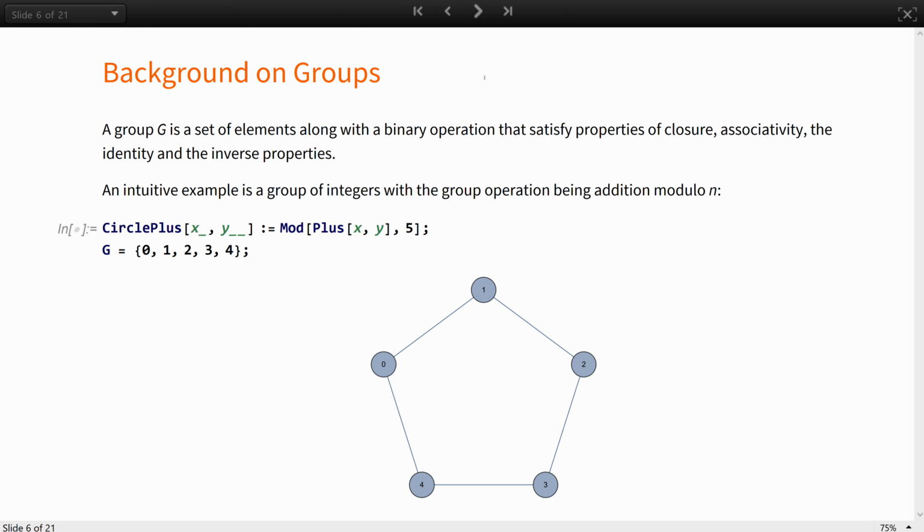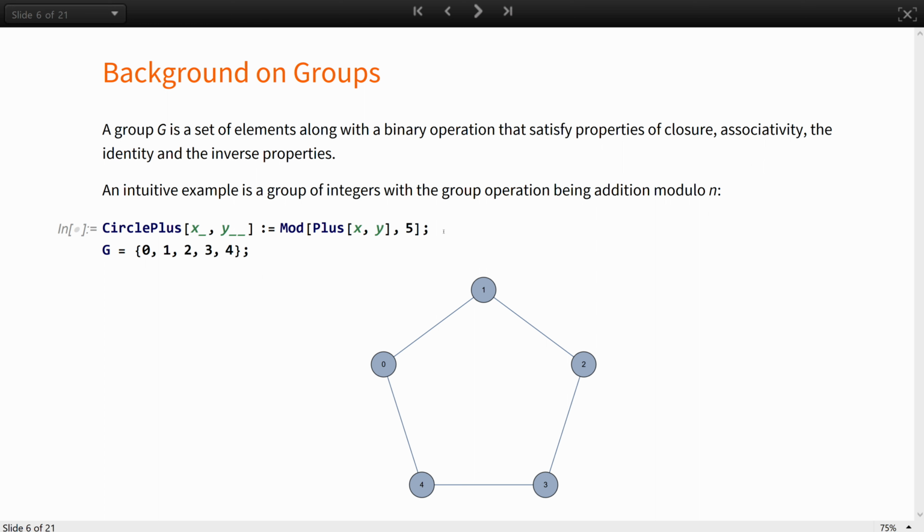A group G is a set of elements along with a binary operation that together satisfy the fundamental properties of closure, associativity, identity, and inverse properties. The operation with respect to which a group is defined is often called the group operation, and a set is said to be a group under this operation. The group operation is often addition or multiplication. An intuitive example of a group would be a group of integers with the group operation being addition modulo n.